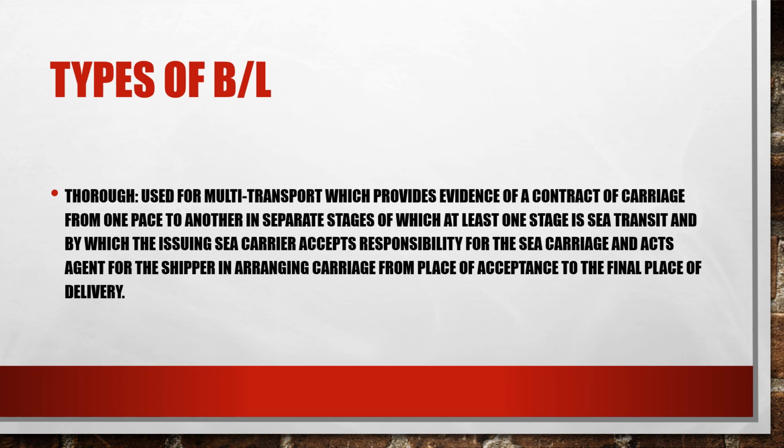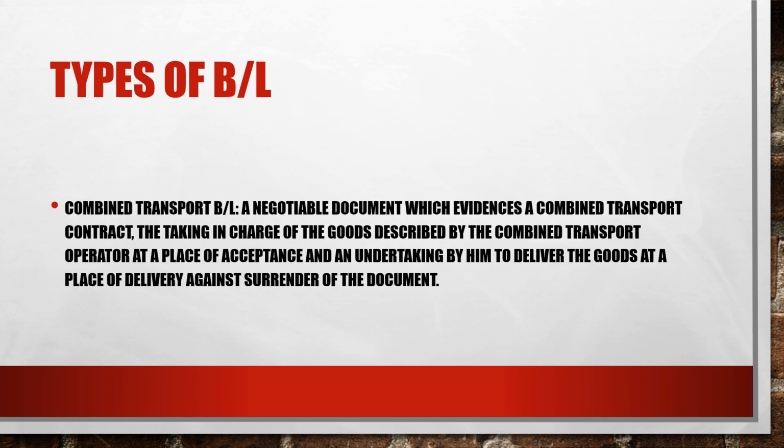For instance, a shipment consigned from London to Bangkok may be carried from London to Singapore and there transshipped for conveyance by another vessel to Bangkok. Freight for the entire journey would be prepaid to the principal sea carrier. Then we have the combined transport bill of lading.